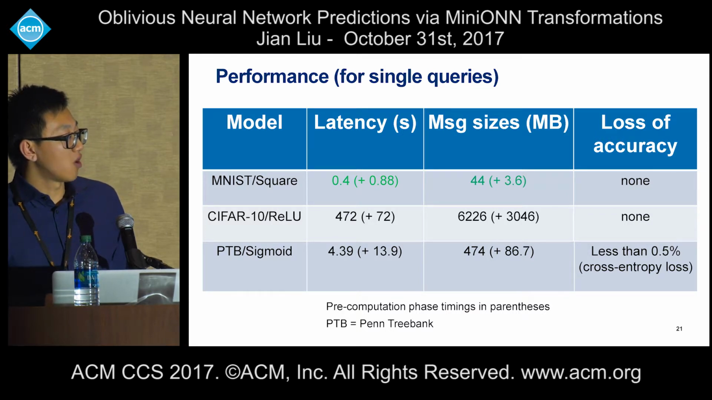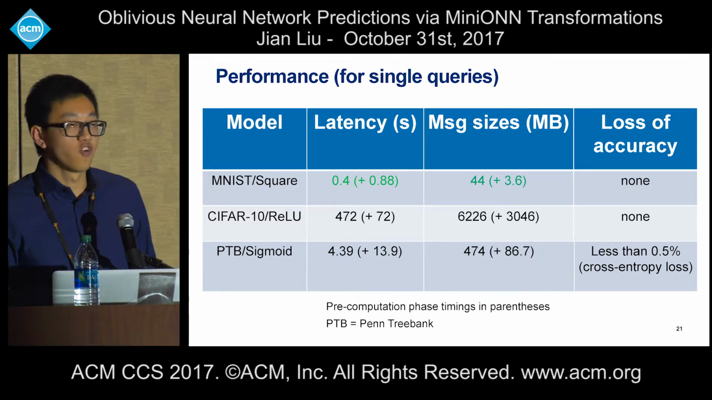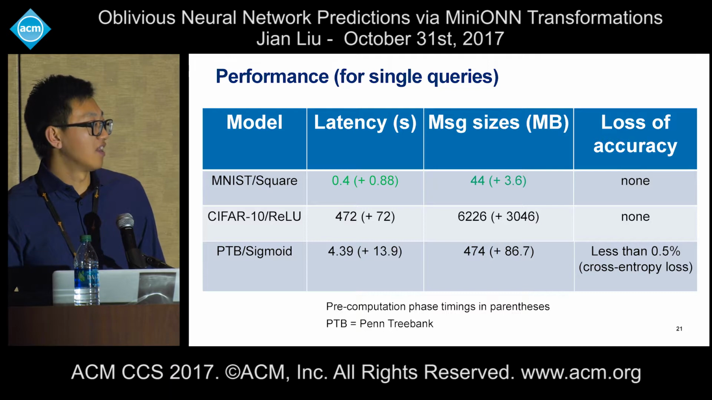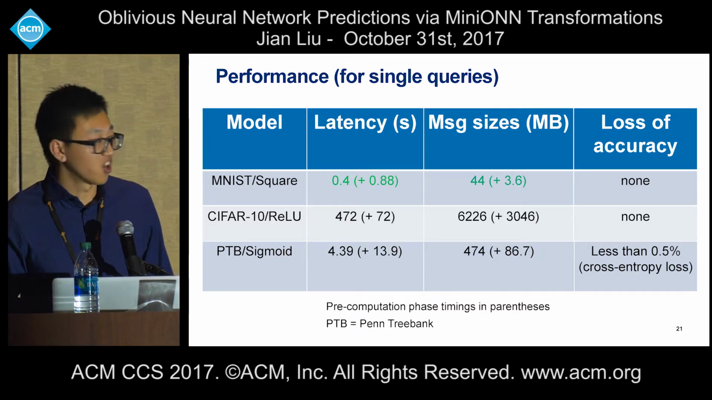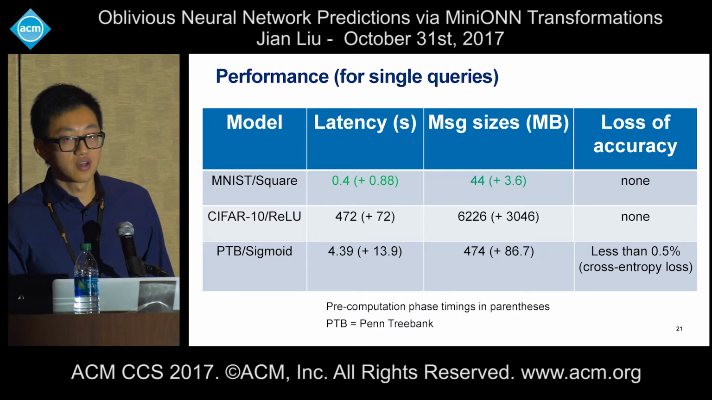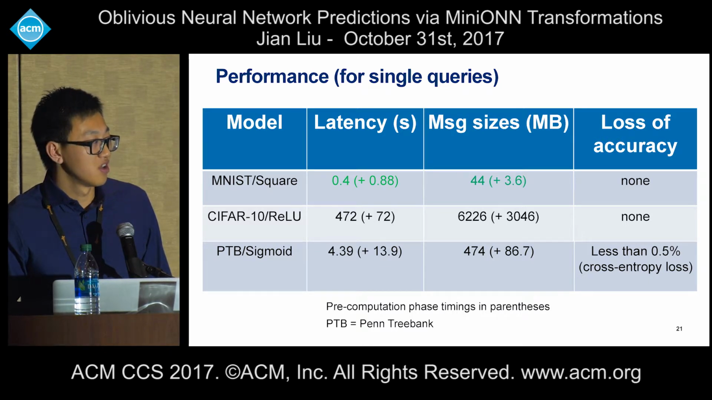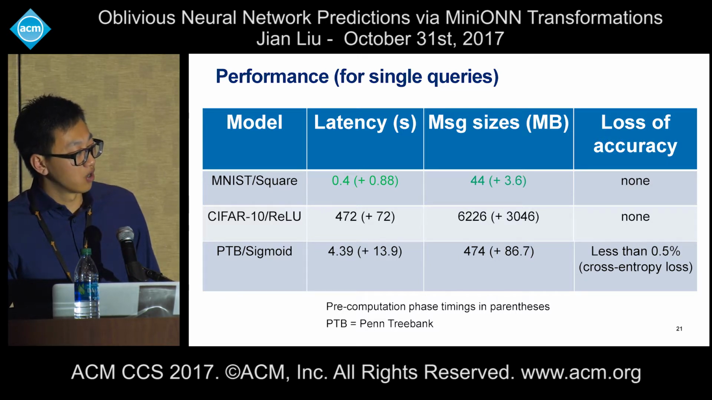We also train another model using the Penn Treebank dataset, which is a typical dataset for language modeling. We're using the original sigmoid as the activation function, but during prediction, we replace it with our approximated version. We only have a cross entropy loss increase of 0.5, which is very small.